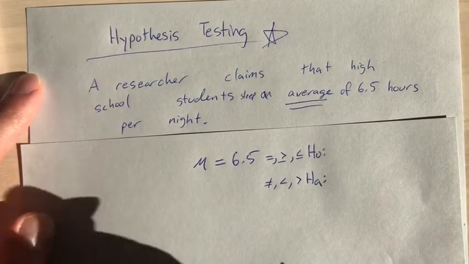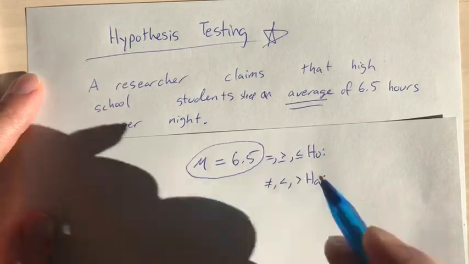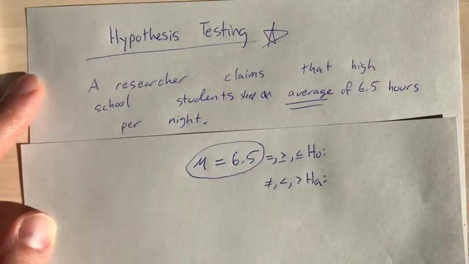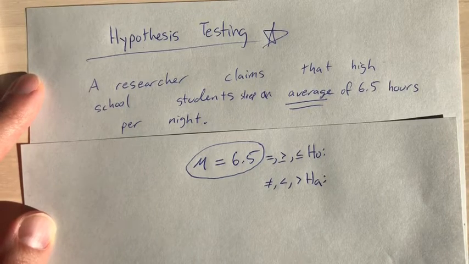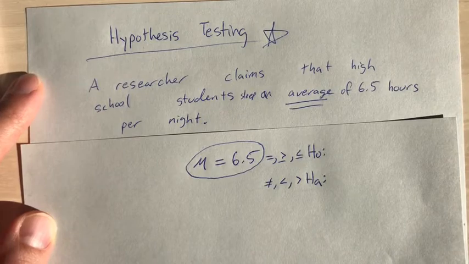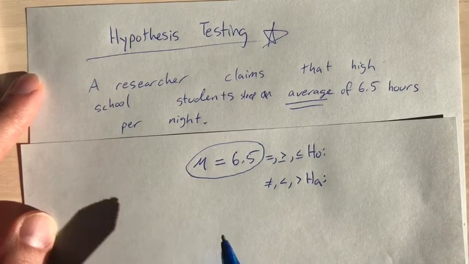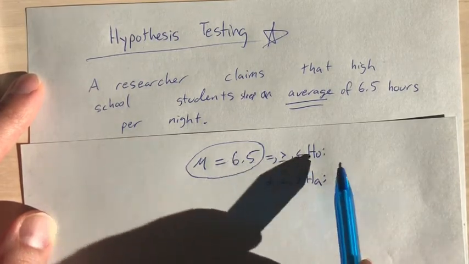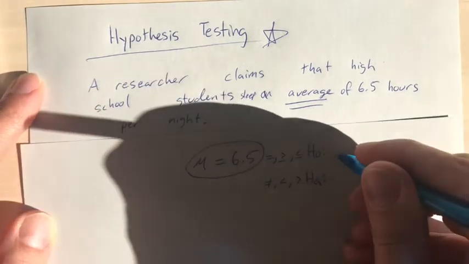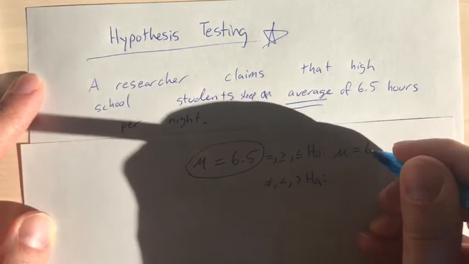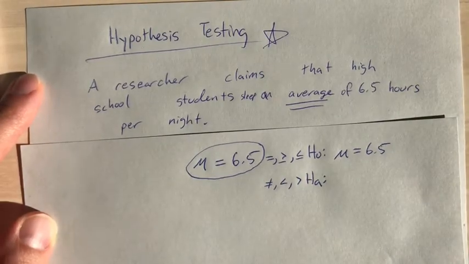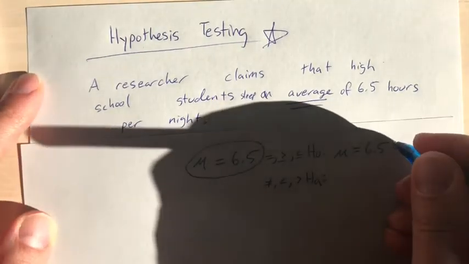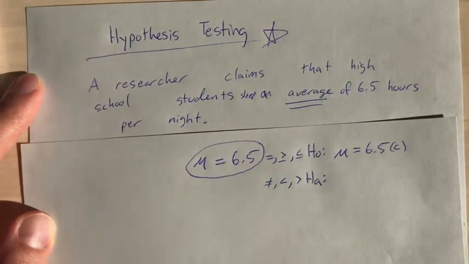So if you take a look at this claim in symbol form, you'll notice that the symbol we use is equal. So our claim, what we're going to do is put it in one of two spots, either the null or the alternative hypothesis. So I'm going to stick that claim into that slot. So mean is equal to 6.5 for this problem. And I'm going to put a little C next to it to designate that that is the claim for the problem.